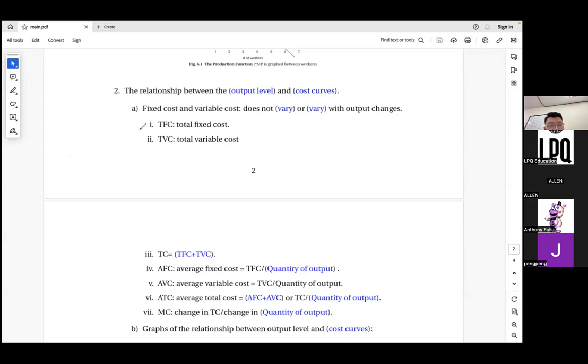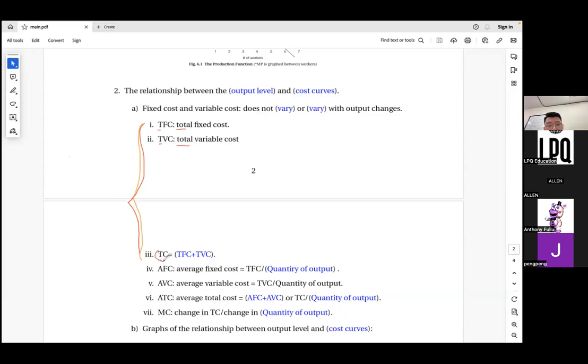Okay, so let's define these terms. The first group is called the T terms. T means total. All these T's mean total. So TFC means total fixed cost, and TVC means total variable cost.